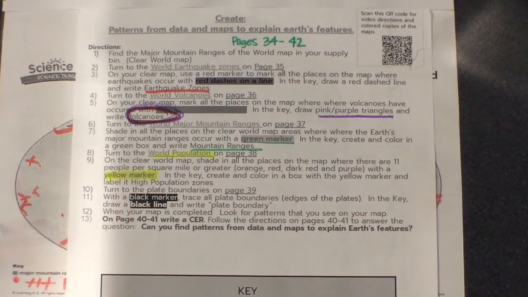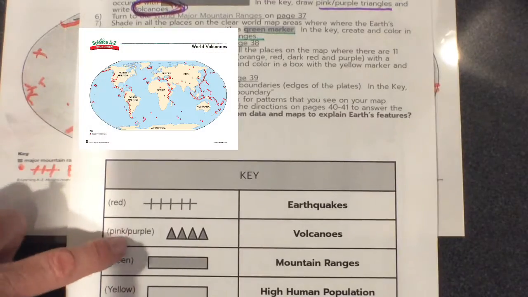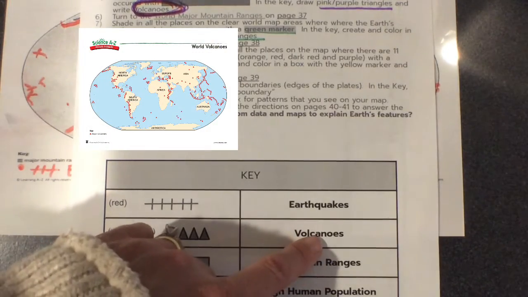Now if we head back to our directions, you'll see that we have completed steps 1, 2, and 3. We are now on step 4. So turn to your world volcanoes on page 36. On your clear map, mark all the places on the map where volcanoes have occurred with purple triangles. In the key, draw pink or purple triangles and write volcanoes. Your key should have pink or purple triangles, and then you should say volcanoes.